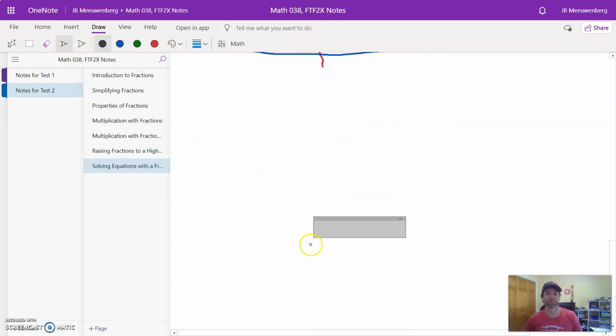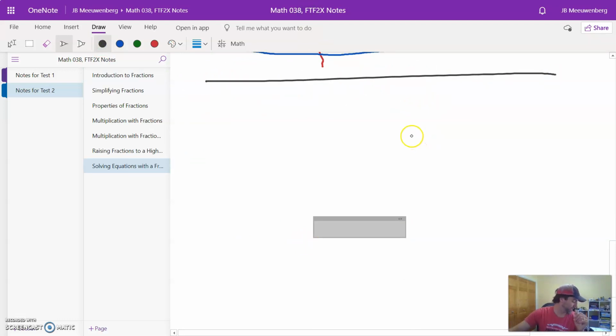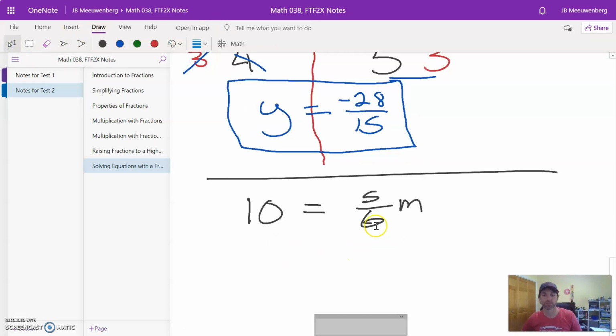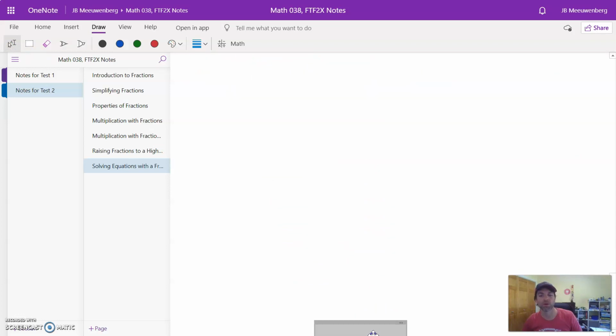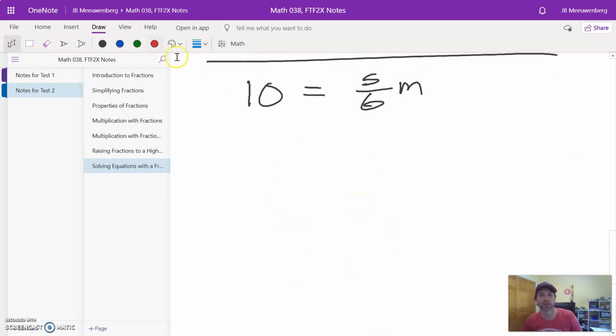One more. Try this one yourself. 10 equals 5/6 m. Pause it, give it a shot. So, we have a whole number, right? We've got a whole number on one side equal to 5/6 m.